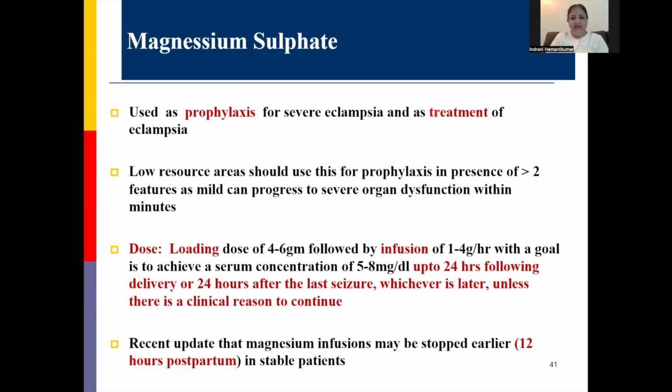A recent update is that magnesium sulfate infusion can be stopped about 12 hours postpartum in a stable patient. Remember, it may take up to 3 months for the blood pressure to come down to normal, but you can stop the magnesium up to 12 hours postpartum.